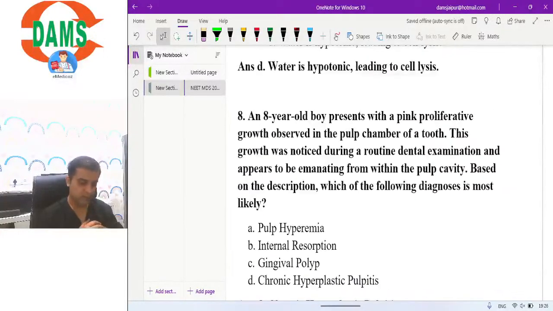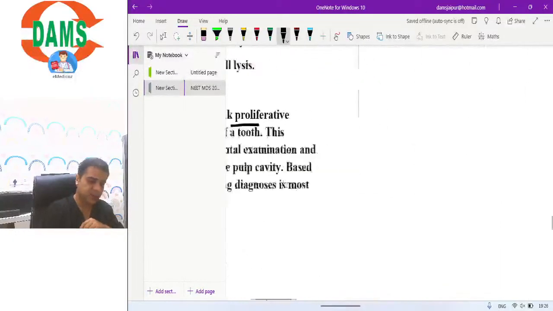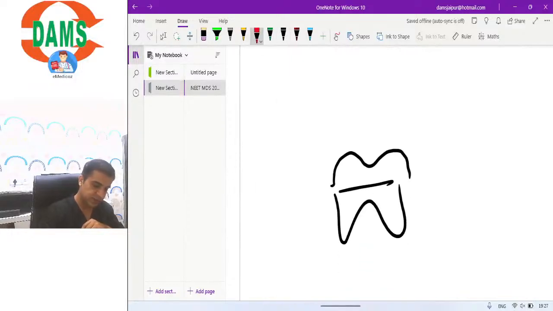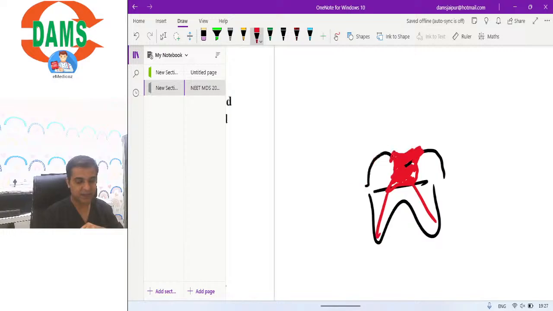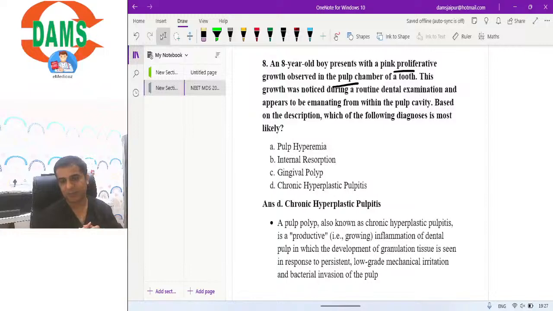8-year-old boy presents with a pink pulsated growth observed in pulp chamber of a tooth. Routine examination, pink tooth, okay? So this pink tooth is basically a pink growth on the pulp chamber, right? In such cases you will see that there is red type of tissue completely covering that. Because of slight irritation, it is known as chronic hyperplastic pulpitis.